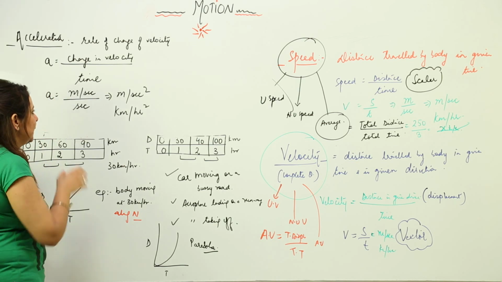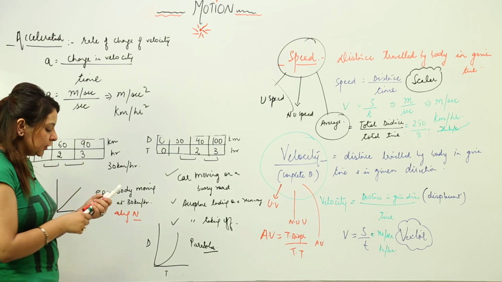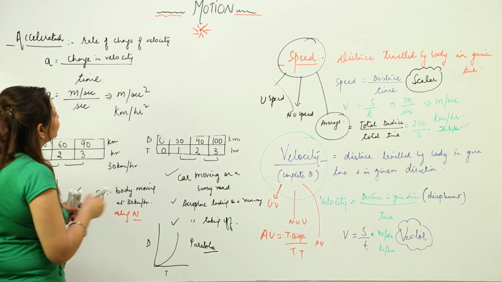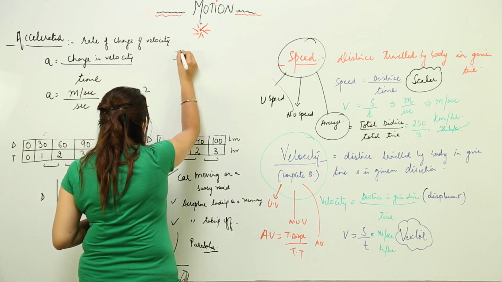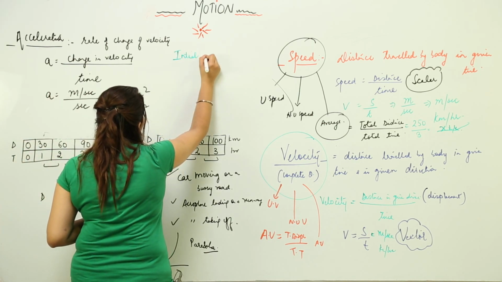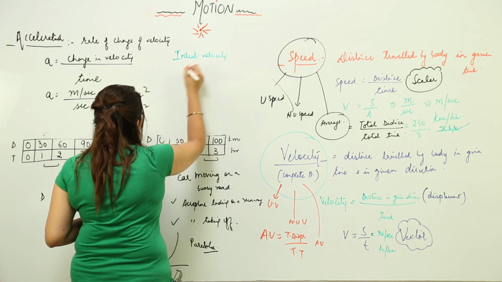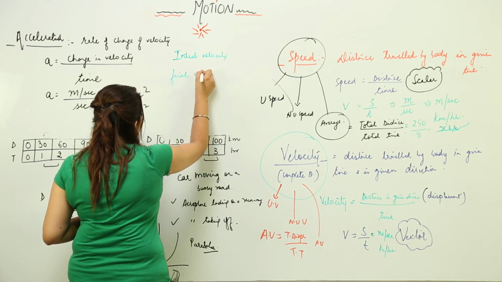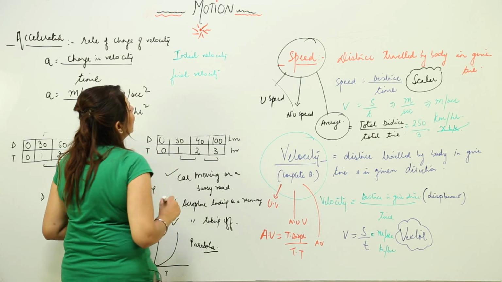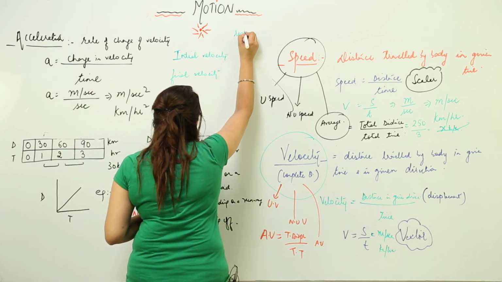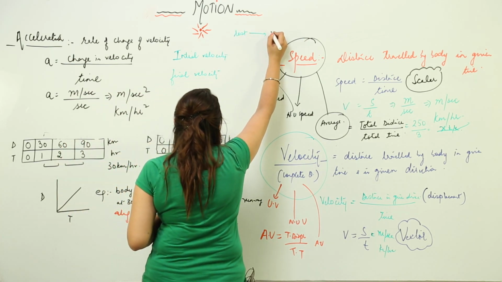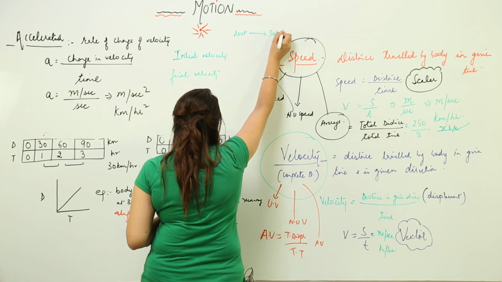So this is what is an acceleration. Now we have two kinds of velocity I must discuss here. One is initial velocity, other is final velocity. Suppose I say a body starts from rest and accelerates and its speed becomes 30 km per hour.